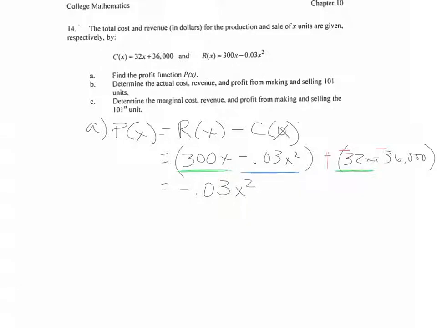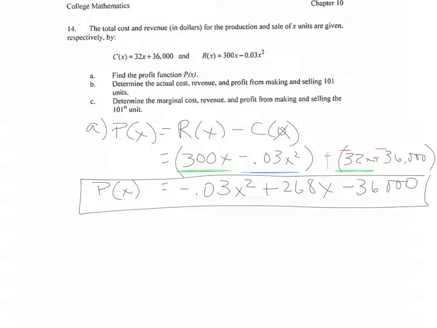If I combine those, I get what? Plus 268x. And the only thing I have left is this little guy on the end that's a minus 36,000, right? That is my profit function. So we've done the A part.